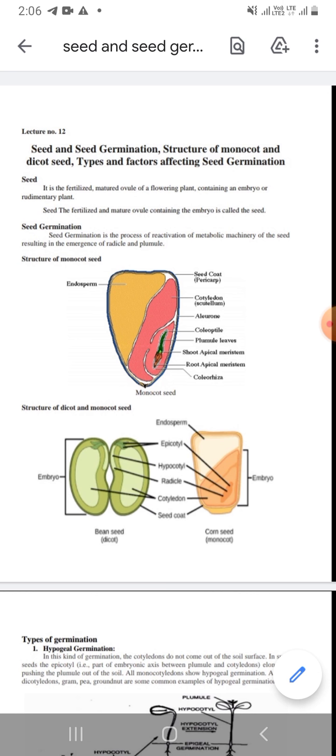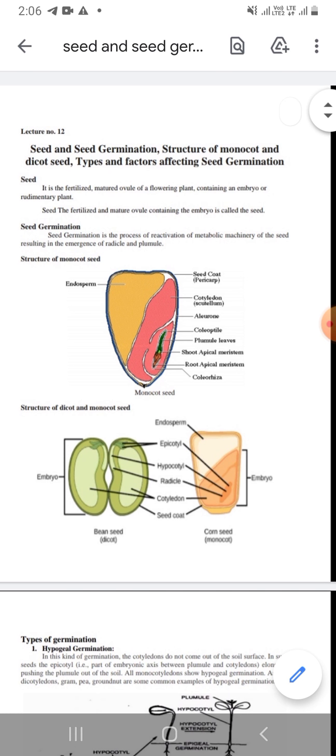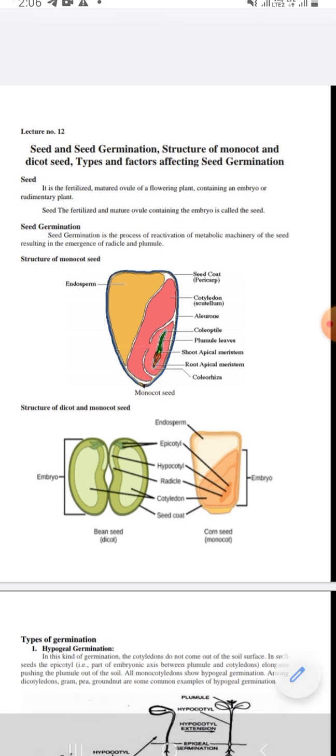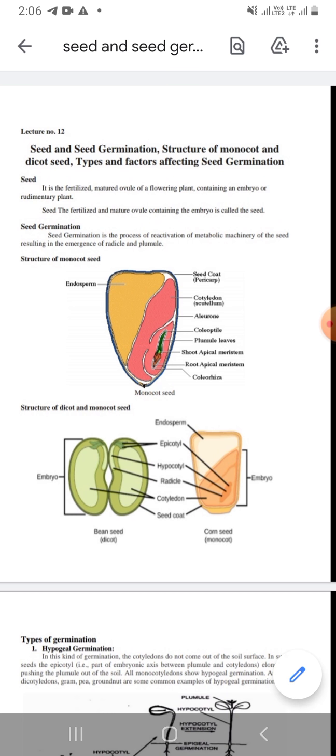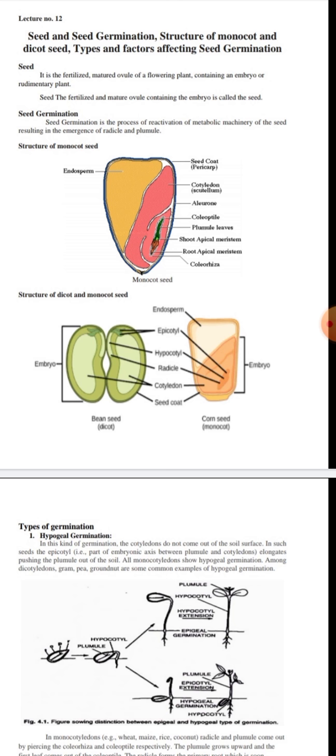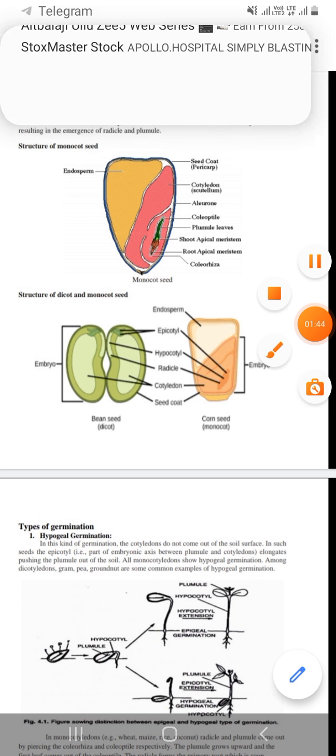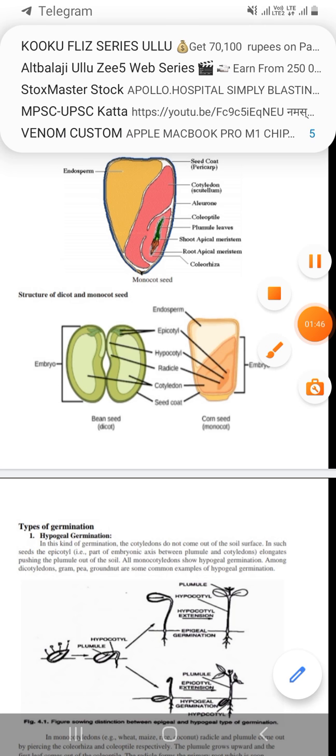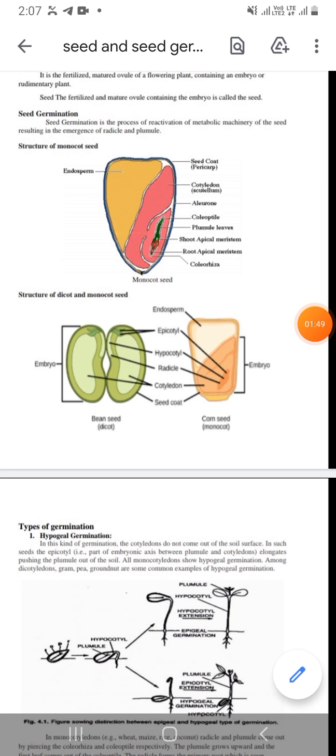There are some factors required for the germination of a seed. Before going towards the germination and the factors required, there are two types of seed: monocot and dicot. A dicot seed has two cotyledons, or two halves. In a monocot, there are no two halves of the seed, simply a single structure. That is the basic difference between monocot and dicot seeds.